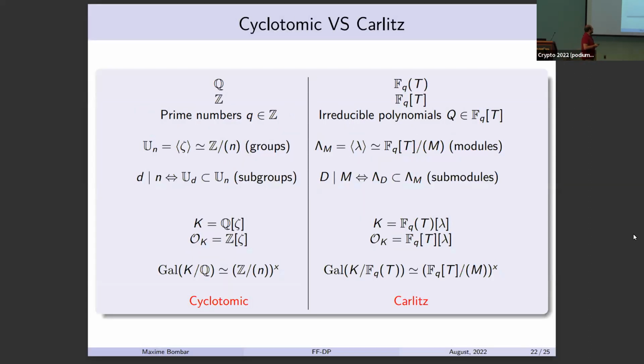And why do I say that they are very similar to cyclotomic number fields? It's because basically all the properties that you can think of in the cyclotomic number fields, you can have the same by replacing groups and subgroups by modules and submodules. For instance, here, the Galois group of a cyclotomic number field was the invertibles modulo N, and now the Galois group of the Carlitz extension, or cyclotomic function field, is the invertibles modulo M, where M is the defining polynomial of the torsion.